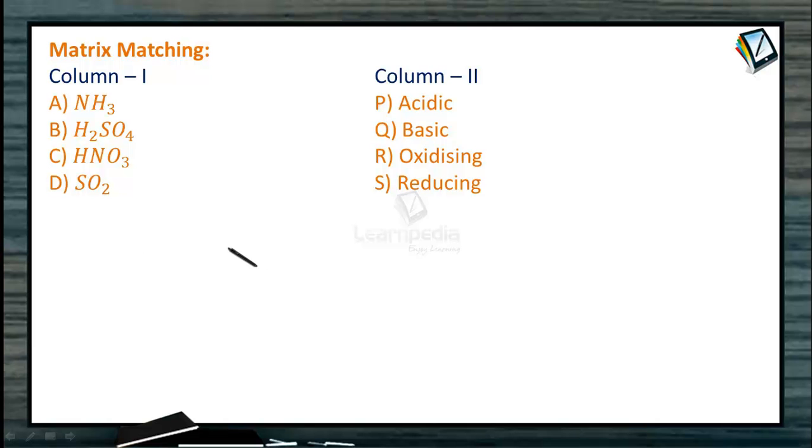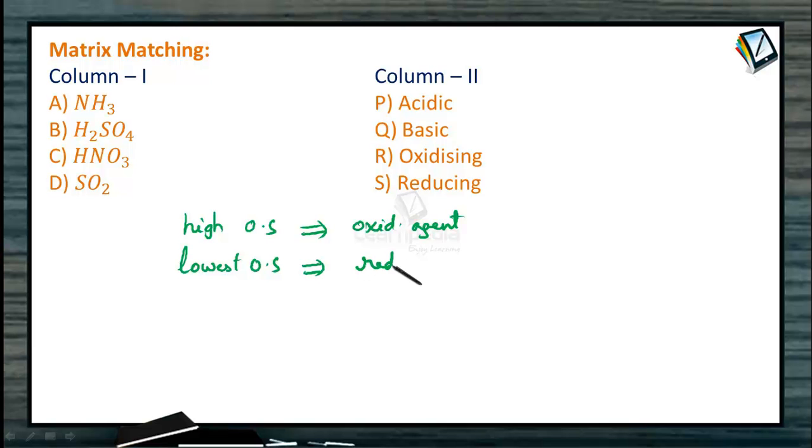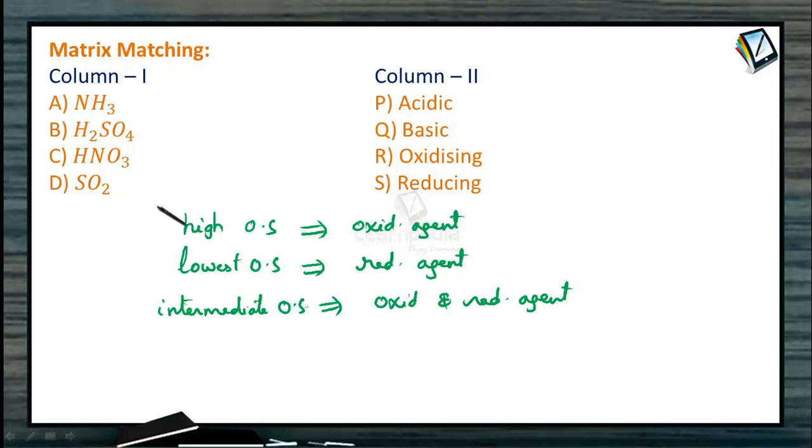As it's mentioned here, oxidizing and reducing in nature, we need to understand a basic concept. Whenever the same element exists in more than one different oxidation state, the compound in which it exists in the highest oxidation state definitely acts as the oxidizing agent, and the one in which it exists in the lowest oxidation state acts as the reducing agent. And the compound in which the same element exists in an intermediate oxidation state definitely acts as both oxidizing and reducing agent. Let's apply this to identify the correct match for these four substances.